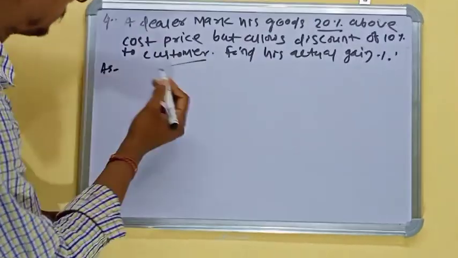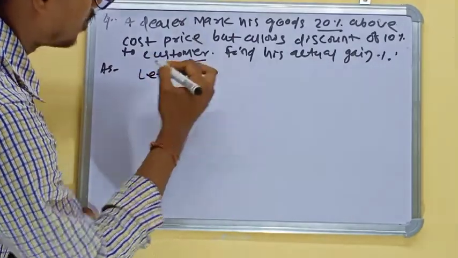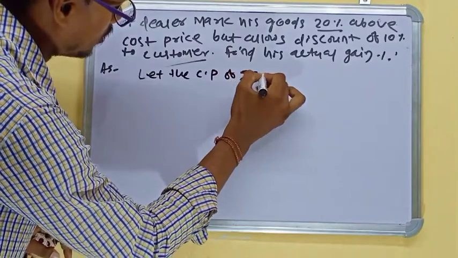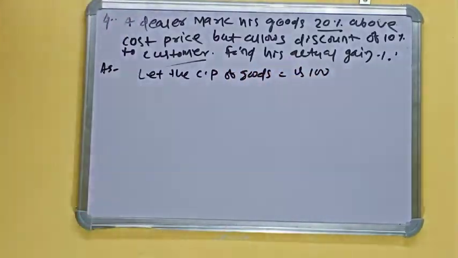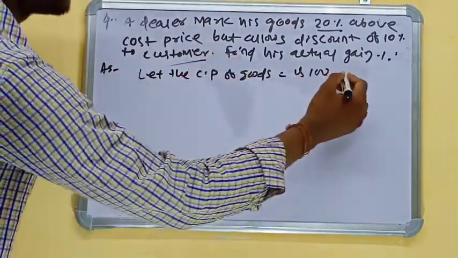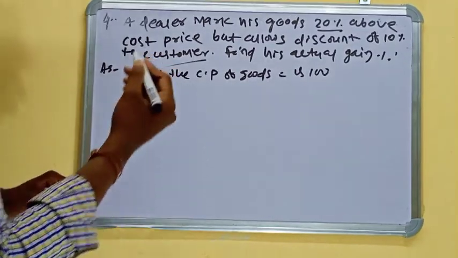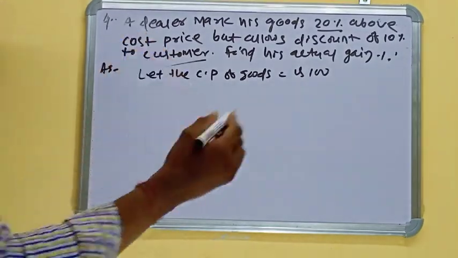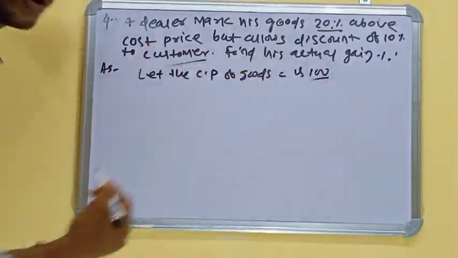First of all, let the CP of goods be equal to rupees 100. The actual CP of goods is rupees 100. But he marks his goods 20% above its cost price.